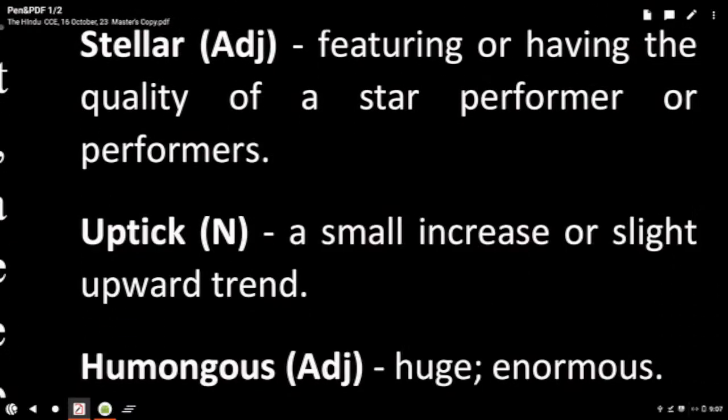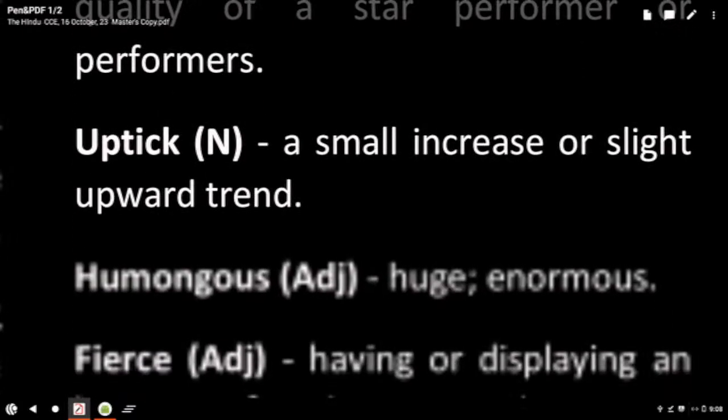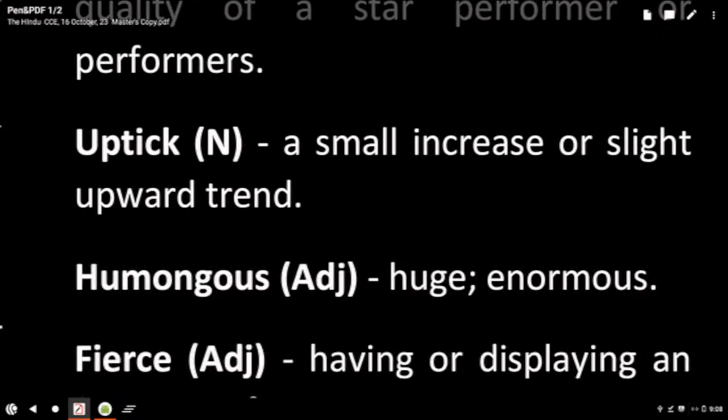Stellar is an important word we have got for the first time. Adjective, featuring or having the quality of a star, performer or performers. Stellar performance, a combination, means what? Outstanding, like a star. Stellar goes with stars, you all know that. Uptick also we got a few times, part of speech noun. There is an uptick, means what? Small increase or slight upward trend.